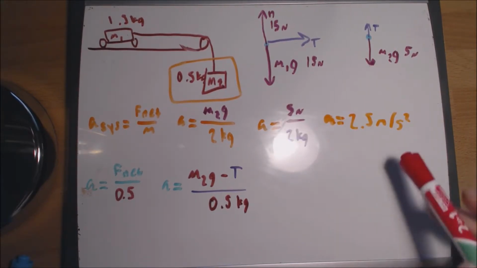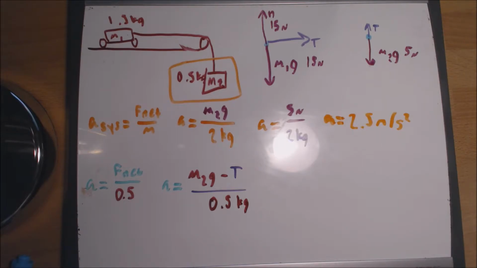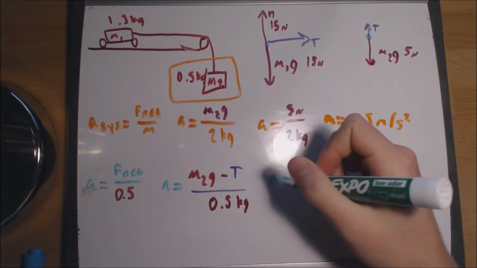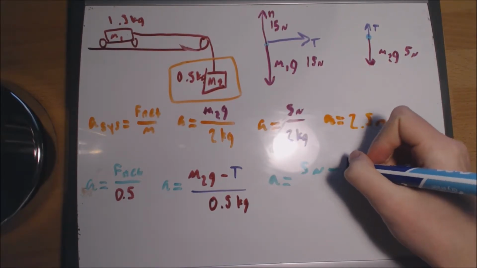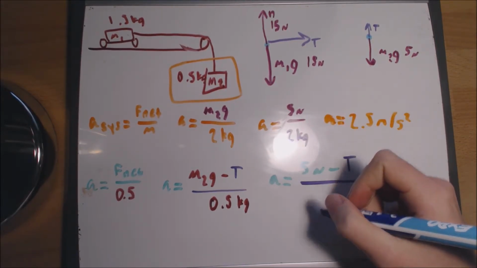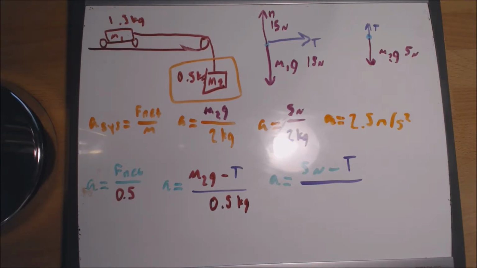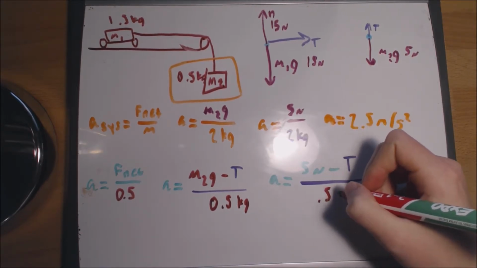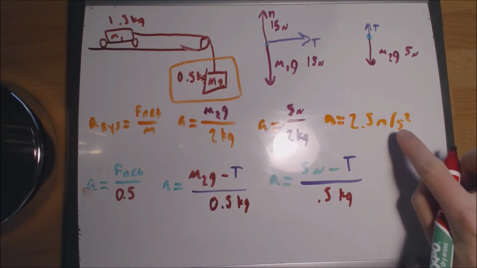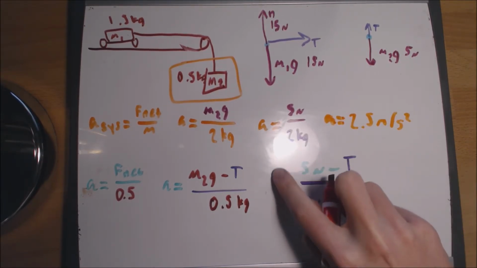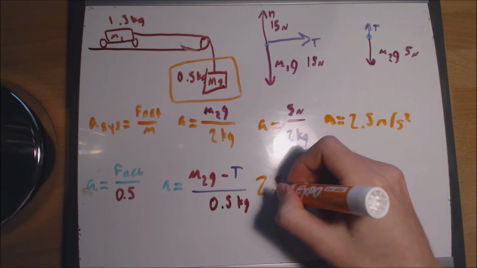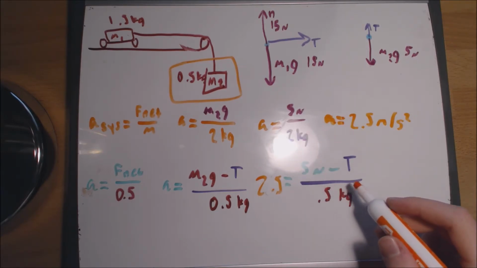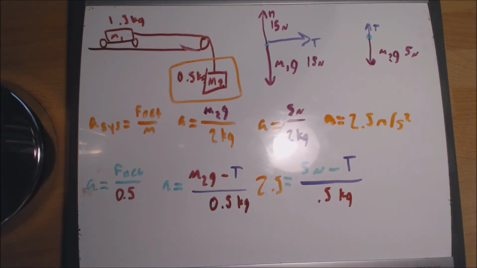So we know M2G is 5 newtons, so we can plug that number in. Acceleration equals 5 newtons minus T, all over 0.5 kilograms. And we know the acceleration of the system is 2.5, so we can substitute that in. 2.5 is equal to 5 newtons minus tension over 0.5 kilograms.